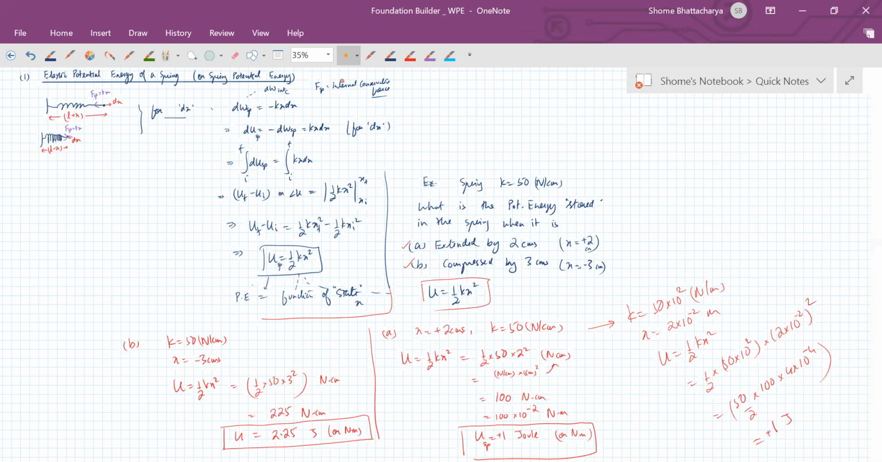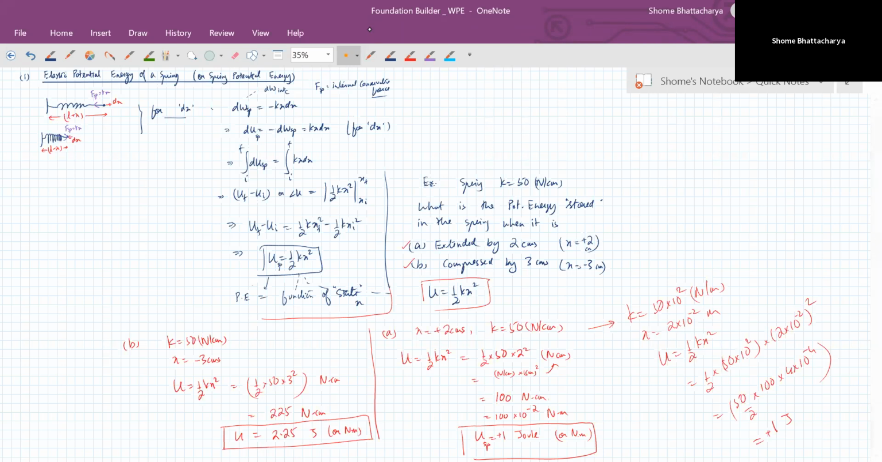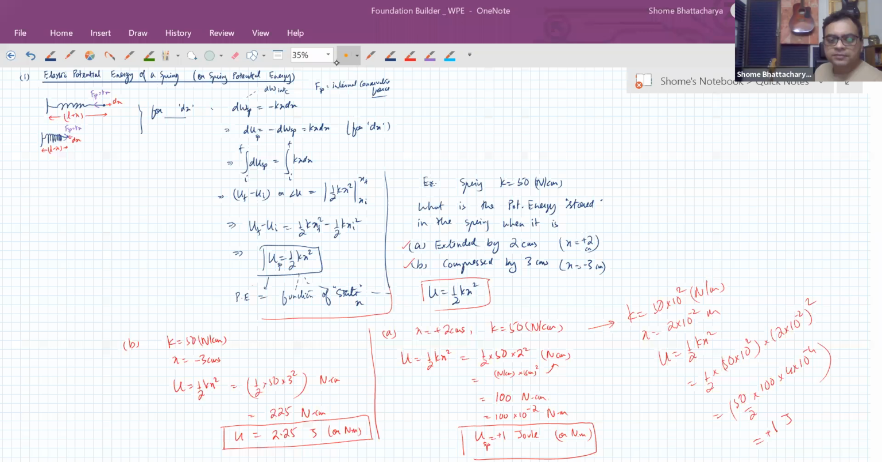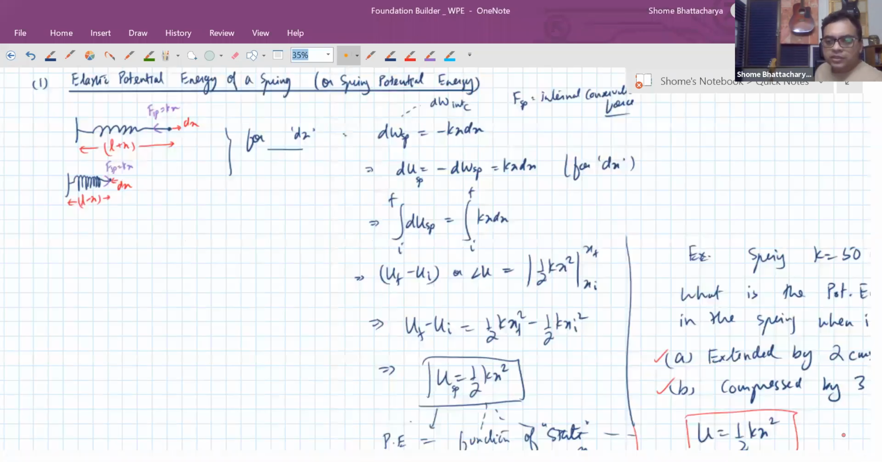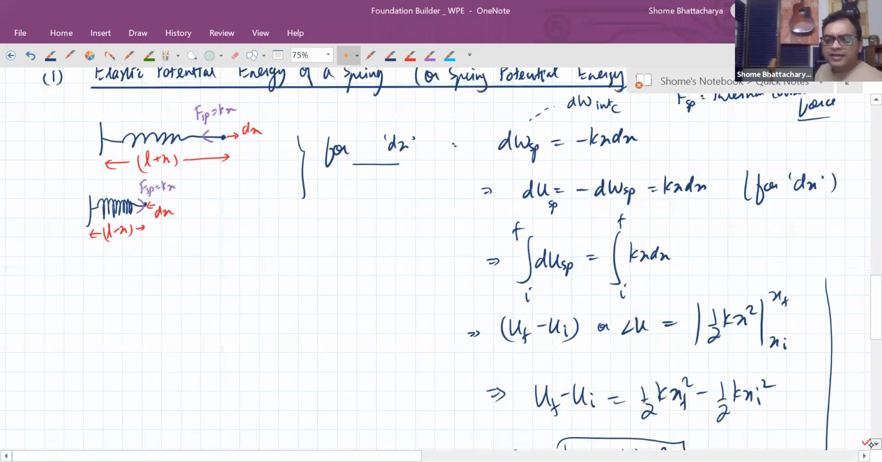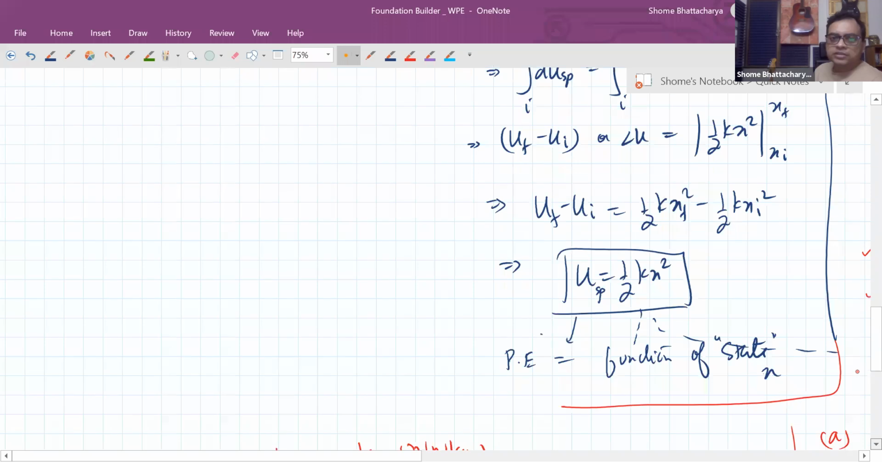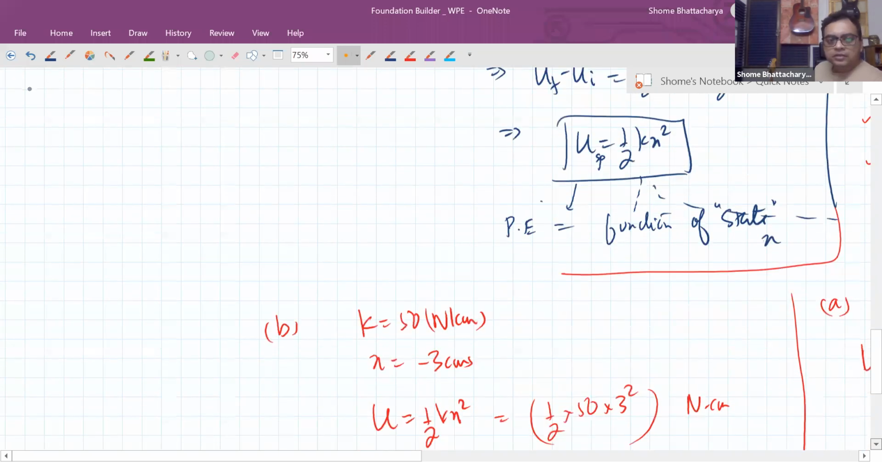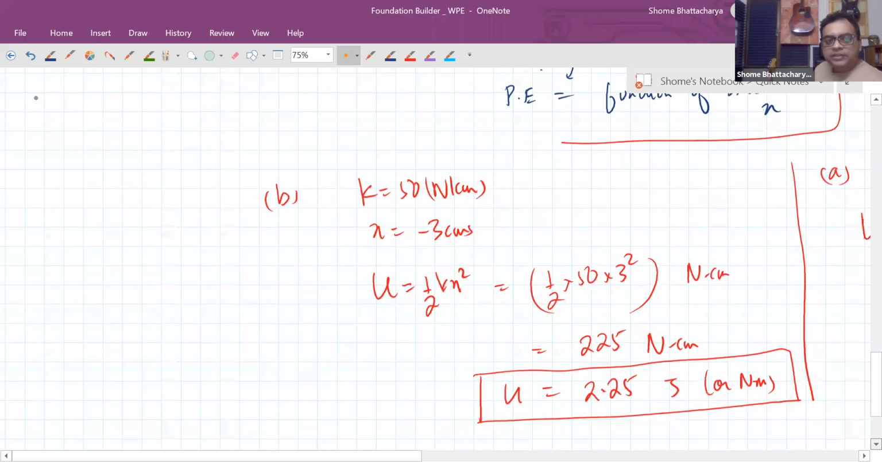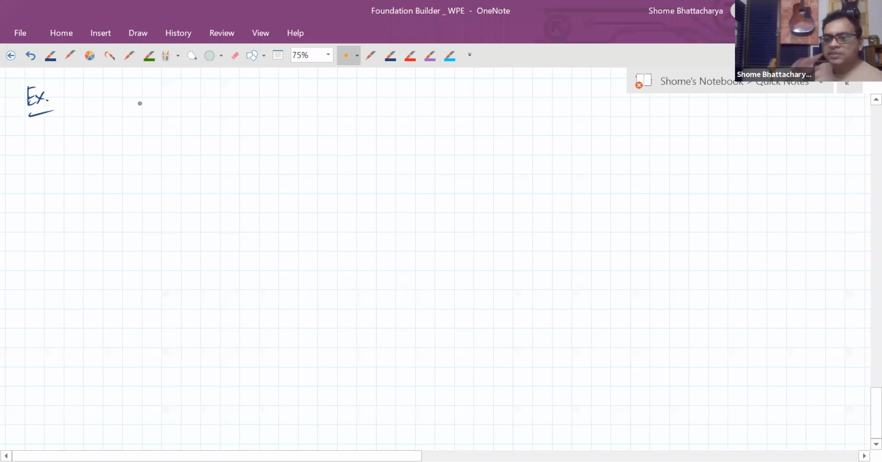Now let's look at a more interesting type of problem where we'll make use of the formula of potential energy of a spring. Let's look at a problem where there is an interchange between kinetic energy and potential energy, because that is the most important thing for us: how kinetic energy and potential energy might exchange, or there might be an exchange of work done between force and potential energy, or things like that.